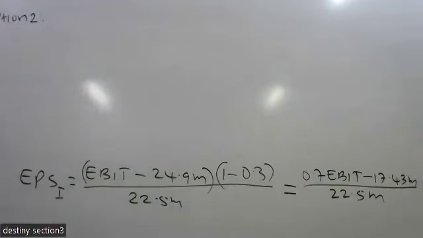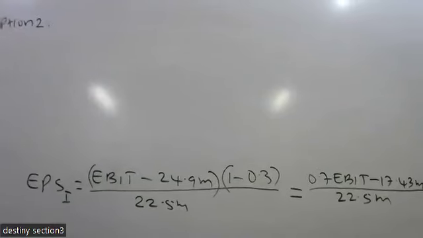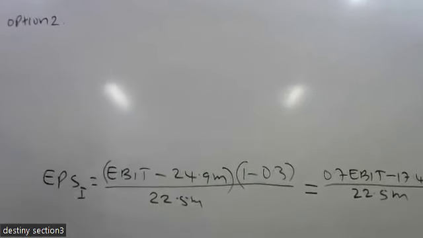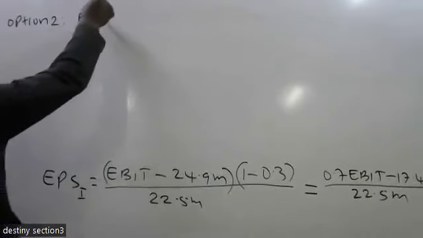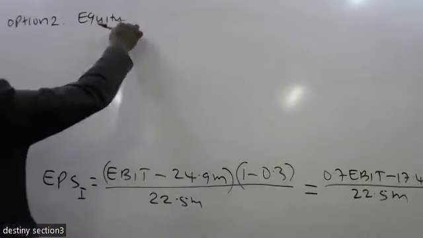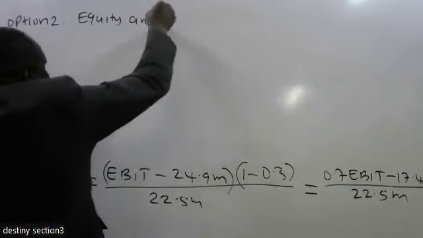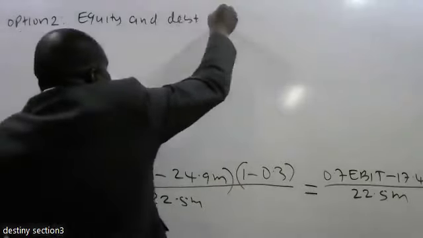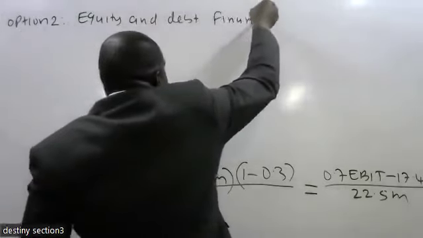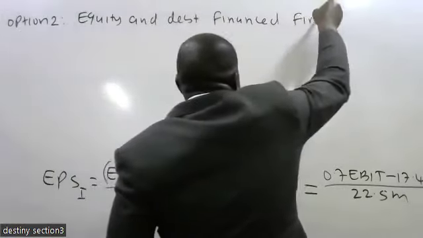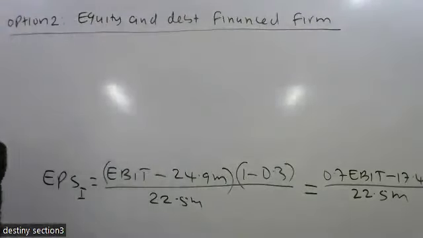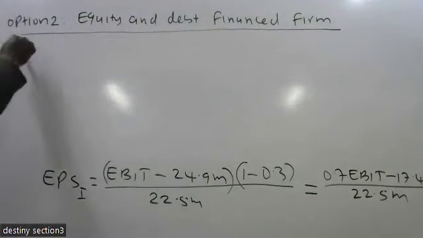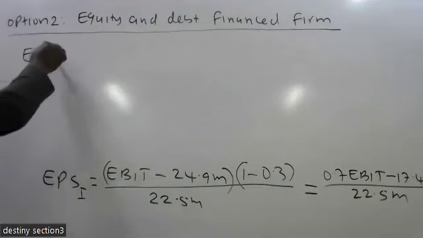So under option 2, the farm will still remain equity and debt financed. So earning per share for option 2.